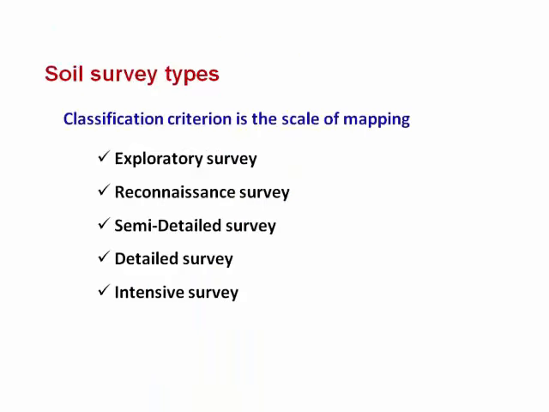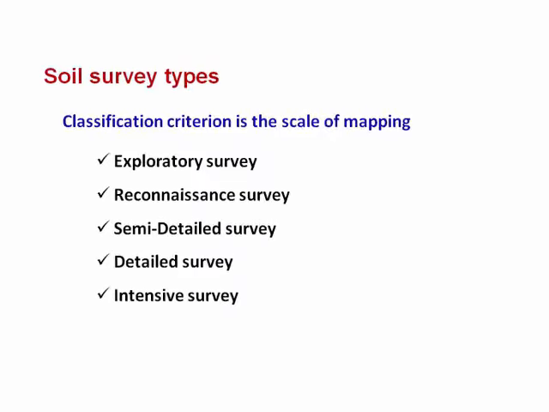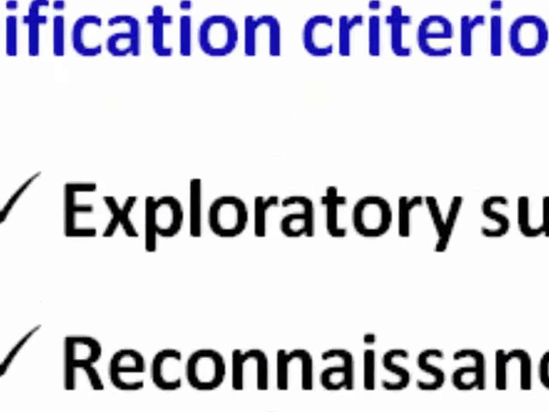Based on the scale of mapping, there are five types of soil surveys that are distinguished: exploratory survey, reconnaissance survey, semi-detailed survey, detailed survey, and intensive survey. The exploratory survey is usually a rapid road traverse made to provide general information about areas that are otherwise unknown. The scale of exploratory survey varies from 1:2 million to 1:1 million.